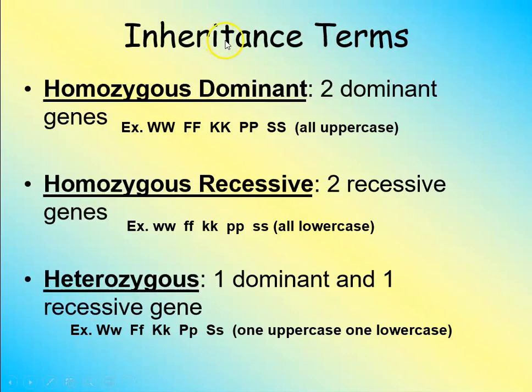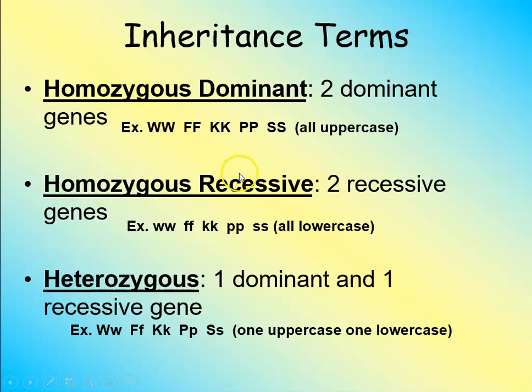So these terms are really important. Everything that I've bolded and underlined, it is super, super important you understand and know. So 2 dominant genes, for example, that is going to be homozygous dominant. Homo meaning the same. Okay, dominant, we said that's capital letters. So 2 dominant genes, so we would have all capital. So WW, FF, KK, PP, SS. They are all uppercase. And these are just examples.